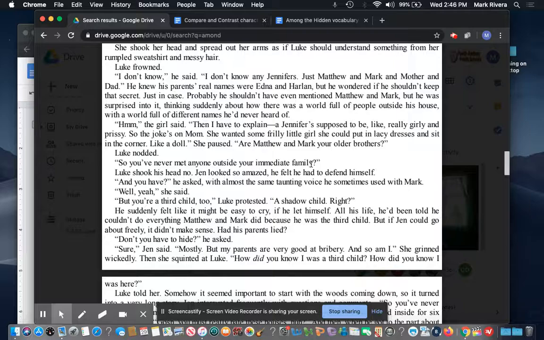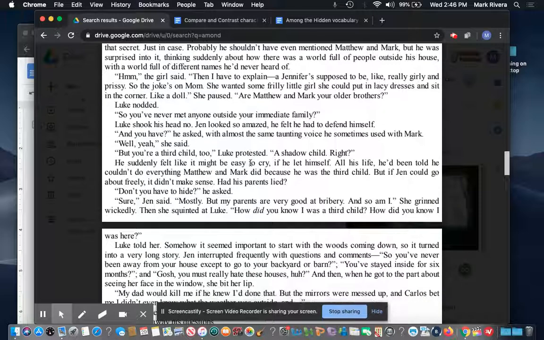"Then I have to explain," the girl said. "A Jennifer's supposed to be really girly and prissy, so the joke's on Mom. She wanted some frilly little girl she could put into a lacy dress and sit in the corner like a doll." She paused. "Are Matthew and Mark your older brothers?" Luke nodded. "So you've never met anybody outside your immediate family?" Luke shook his head no.